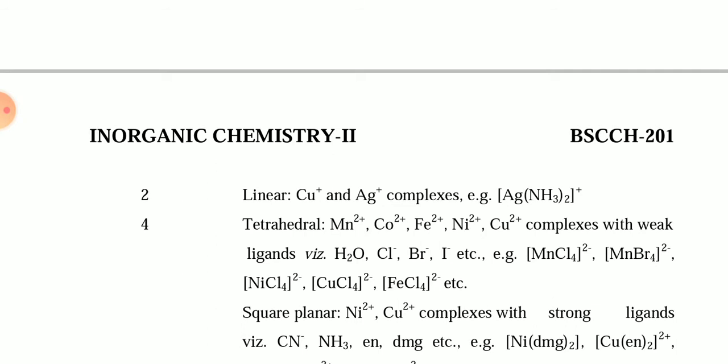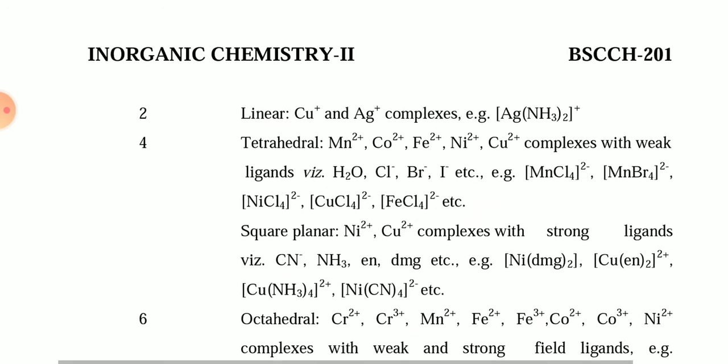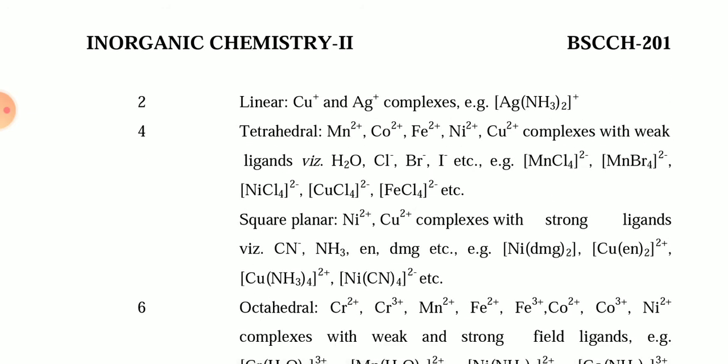Okay, so this kind of metal combines with weak ligands, which are H2O, chlorine, bromine, iodine, like this. MnCl4 2 minus is an example of a tetrahedral complex having coordination number 4. Also in coordination number 4 we have another geometry, which is square planar. Here you can see nickel plus 2 also shows the tetrahedral structure, and nickel plus 2 also shows the square planar structure. But there is a difference in the nature of the ligand.